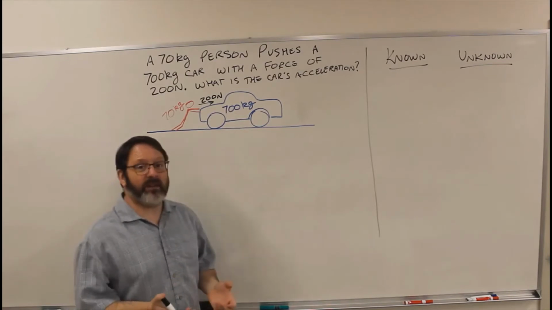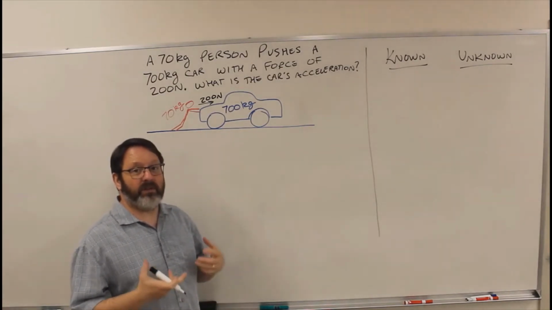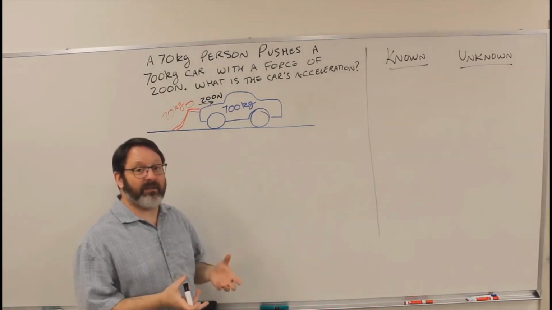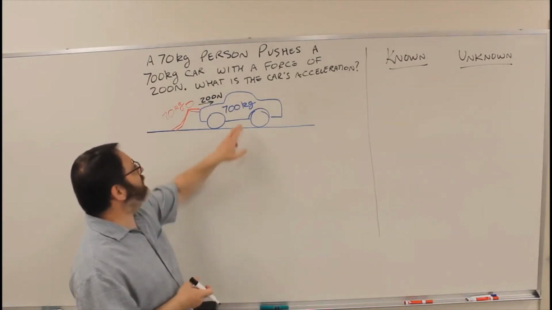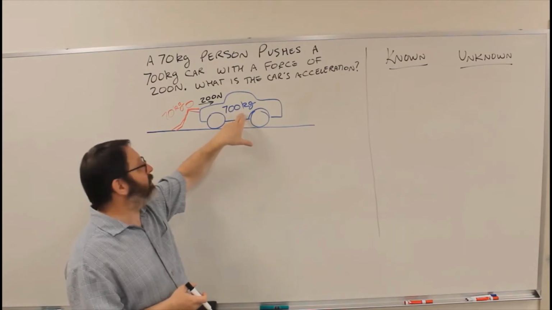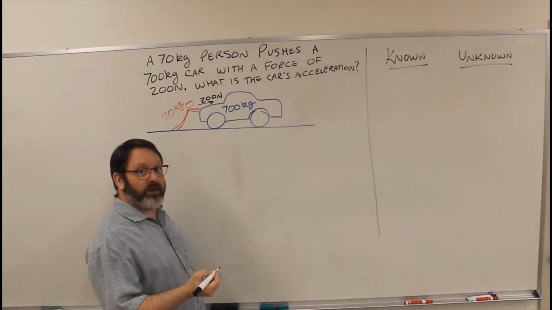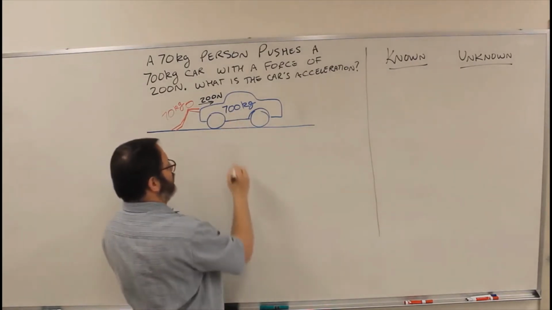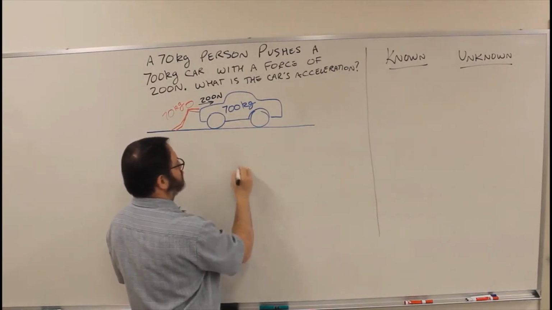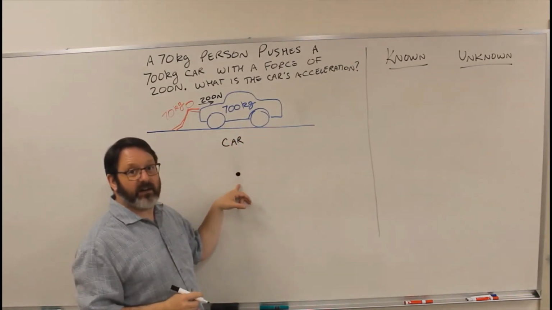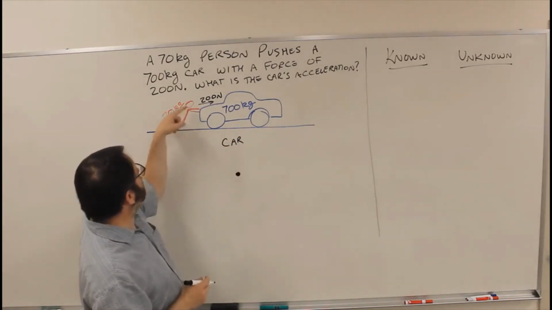The first thing we have to decide is, what are we going to use as our system? What's the thing that we care about, the thing that we have a lot of information about? In this case, it's the car. So I'm going to consider just the car, and draw a free body diagram for the car. What are the forces acting on the car? Well, we've got one. There's that 200 newtons.